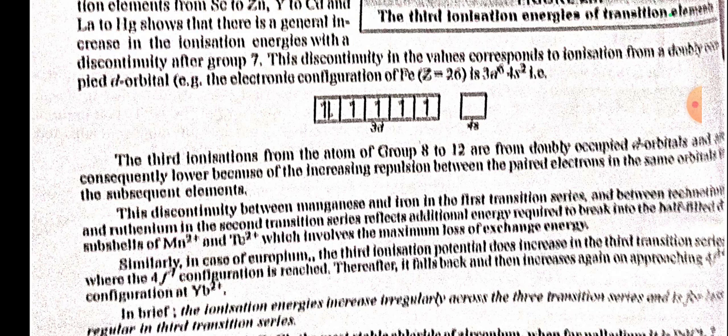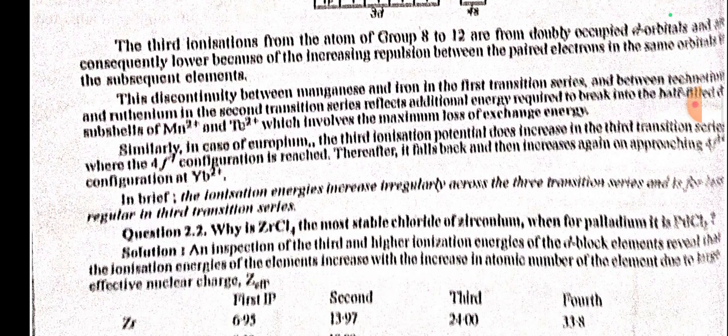This discontinuity between manganese and iron in the first transition series, and between technetium and ruthenium in the second transition series, reflects the additional energy required to break into the half-filled subshells of Mn2+ and Tc2+, which involves the maximum loss of exchange energy. Similarly, in the case of europium, the third ionization potential does increase in the lanthanide series where the 4f7 configuration is reached. Therefore, it falls back and then increases again, approaching the configuration of Yb2+.